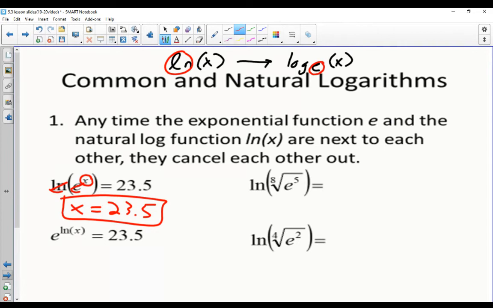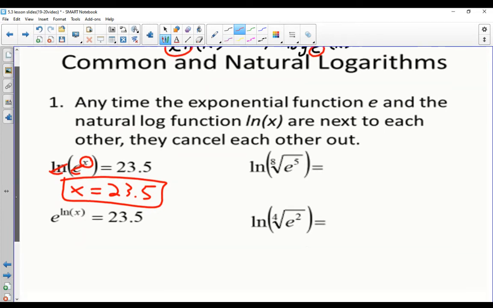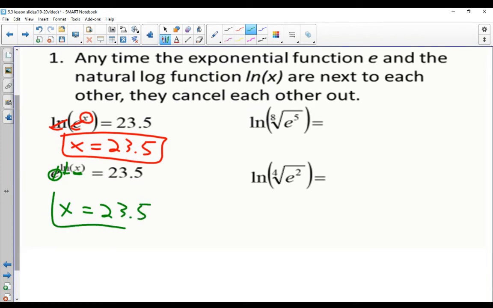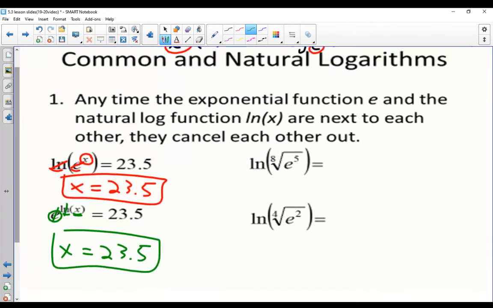It's weird, right? But if you recognize that, it makes solving really easy. Like in this example, look at the e, look at the natural log. They're right next to each other. And if they're right next to each other, you can cancel them out. And all you'll have left is that little x in parentheses. So set that equal to 23.5, and you're done. Easy peasy.